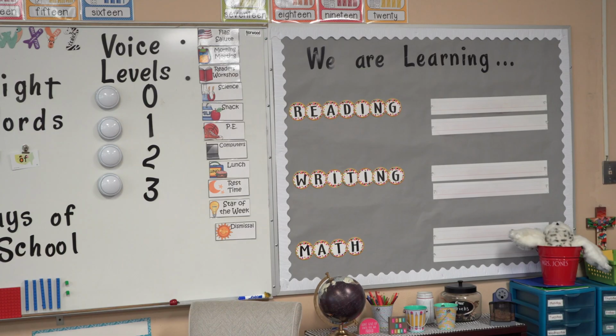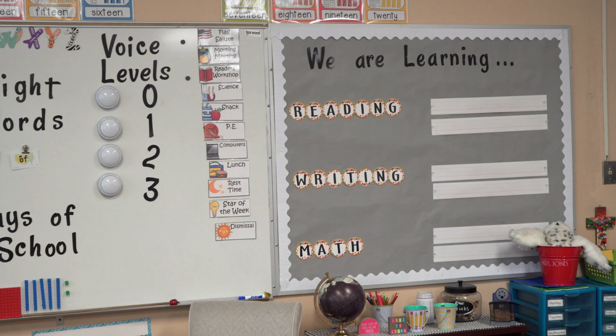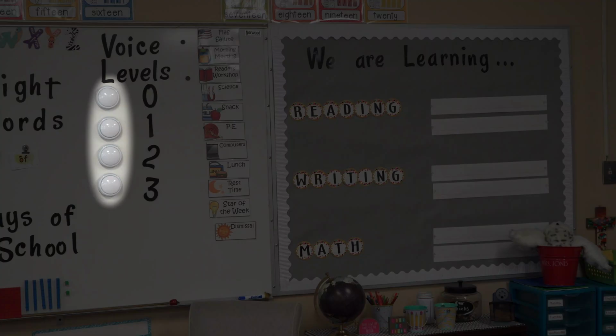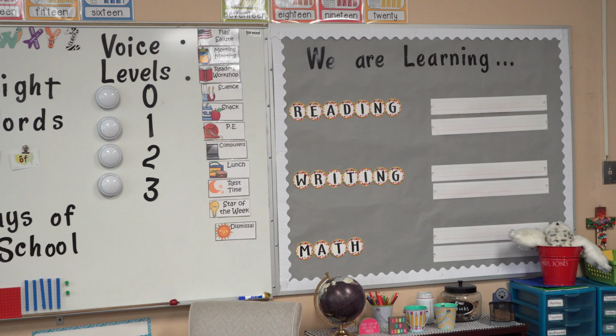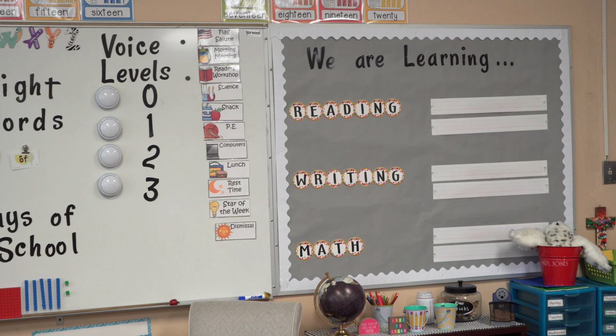The first thing that I see is our globe. The globe is a circle. All right, the next thing that I see that's the shape of a circle are the voice level lights. Another thing that I see that is in the shape of a circle are the confetti letters on the We Are Learning board. Do you see anything else that is the shape of a circle? Great job, shape detectives.